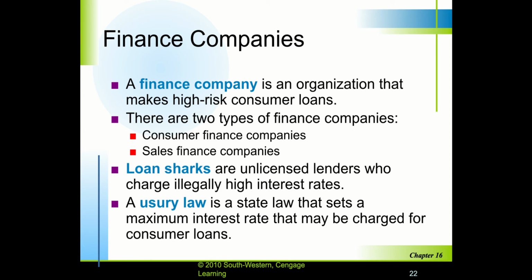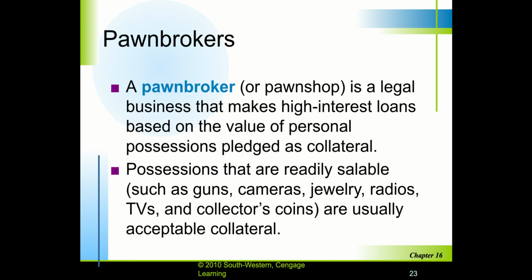A loan shark is an unlicensed lender, basically a lender who charges illegally high interest rates. So that would be if perhaps you get a loan from somebody not through a bank or any financial institution, and they say, yeah, we'll lend you this money, but you're going to owe us this much. And then, it's illegal, and typically they have people who are going around and collecting those debts. And you don't want to be in that situation. A usury law is a state law that sets a maximum interest rate that may be charged for consumer loans. And so loan sharks are not sort of subject to those usury laws.